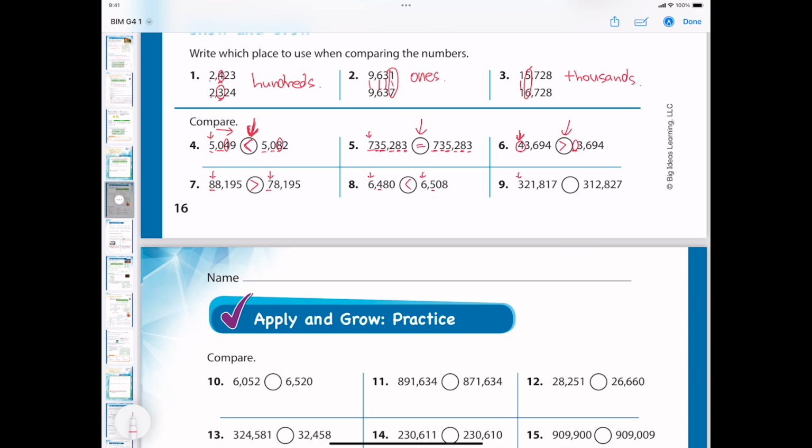And number nine, this 300,000 is equal. 20,000 versus 10,000. 20,000 is greater. So this is what? Greater sign. Okay, don't get confused. This symbol, okay, or sign is what? This is greater sign, less sign, and equal sign. Okay, greater, less, equal. How do you know?